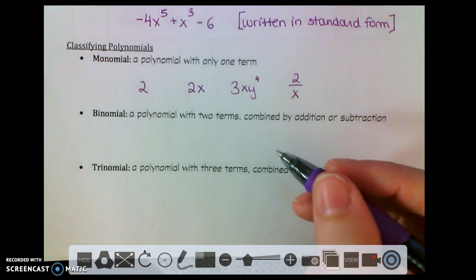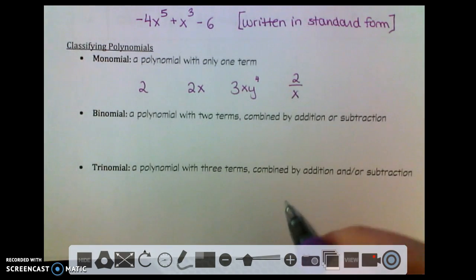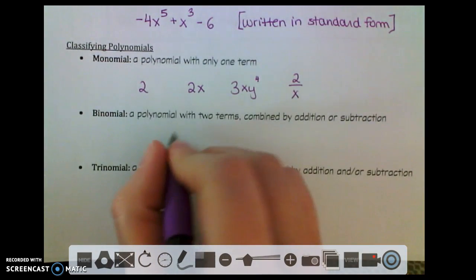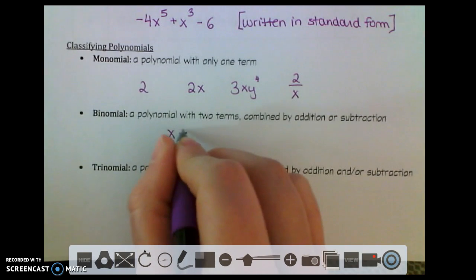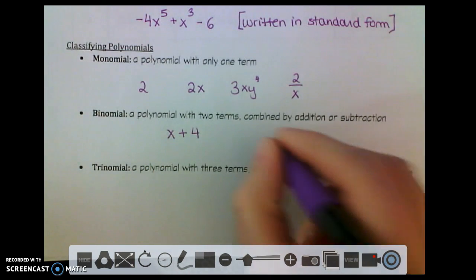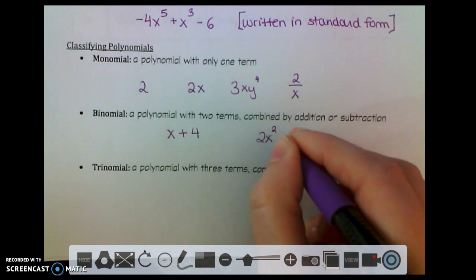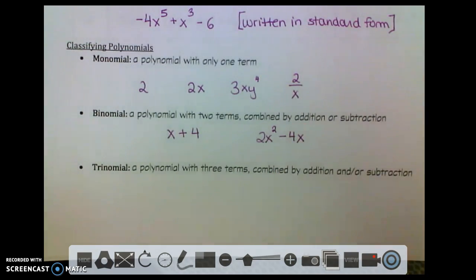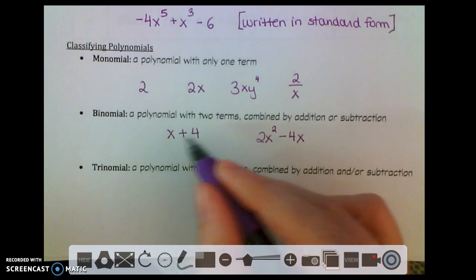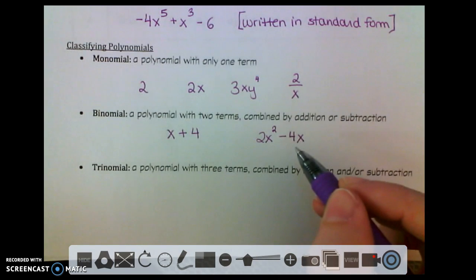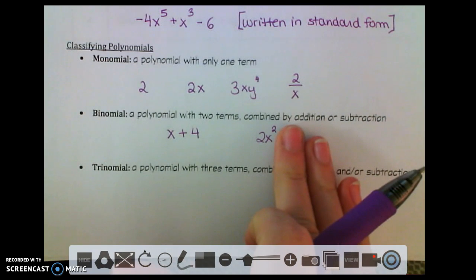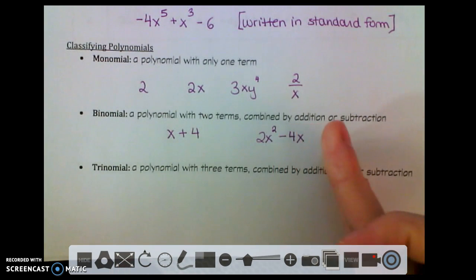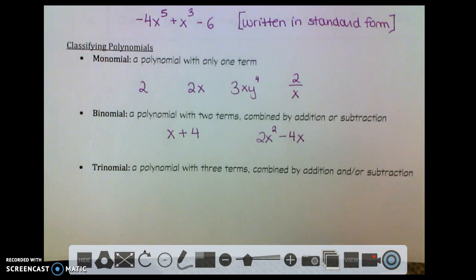a binomial is a polynomial with two terms that are combined by addition or subtraction. So a binomial might look like this, or that. Two terms combined by addition or subtraction. So this 2x squared by itself would be a monomial. When we add another term or subtract another term, we get a binomial.